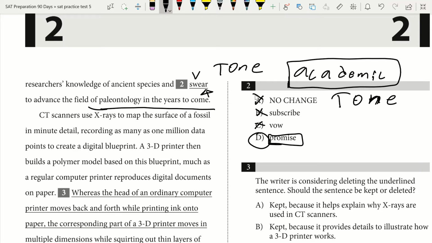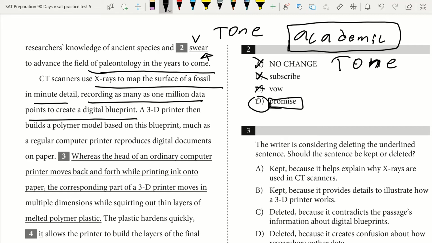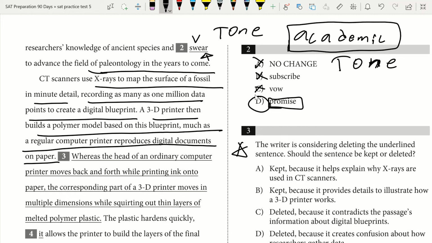All right, question 3. We got to work our way down. So we got: CT scanners use X-rays to map the surface of a fossil in minute detail, recording as many as 1 million data points to create a digital blueprint. A 3D printer then builds a polymer model based on this blueprint, much as a regular computer printer reproduces digital documents on paper. Okay, I'm asked if I should delete the following sentence.